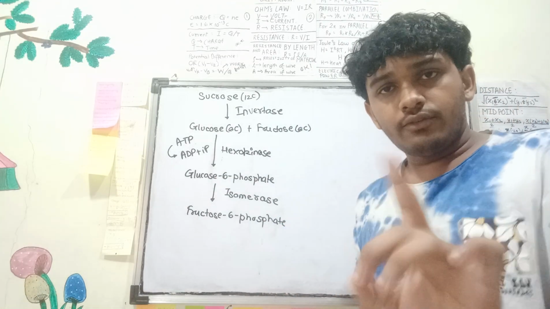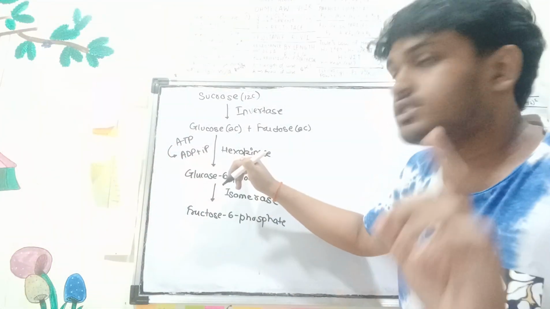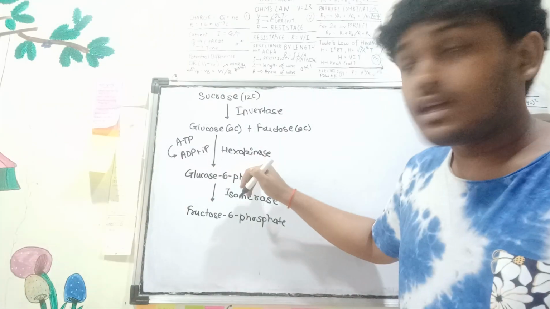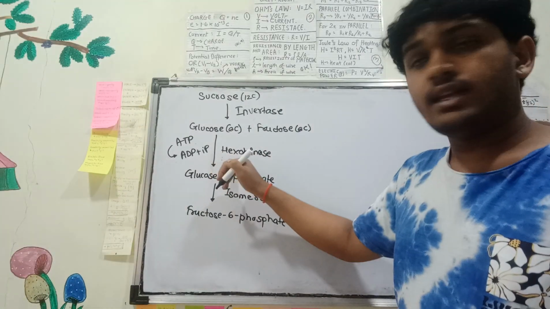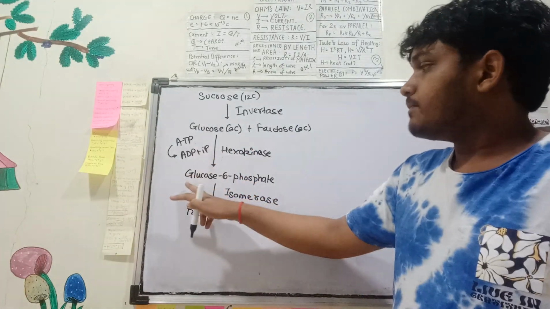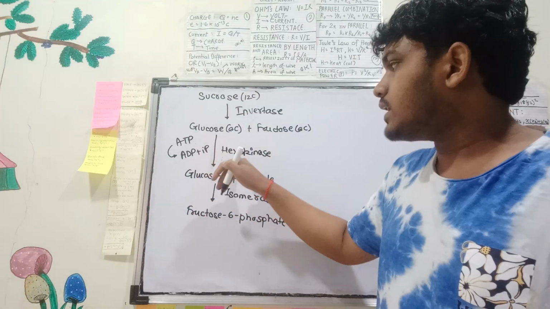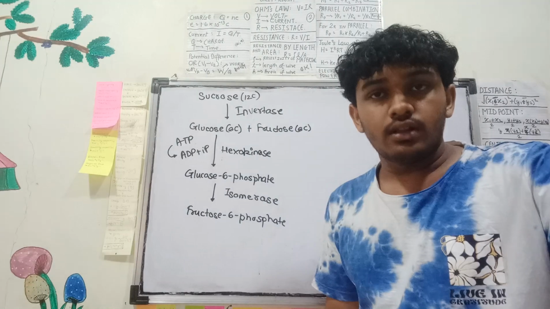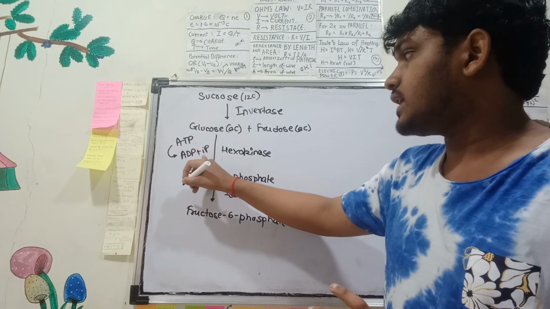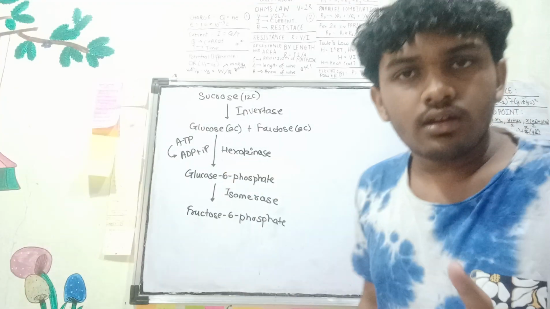Now here's the trick. Every time ATP is utilized, the enzyme used in that reaction always ends with kinase. And the prefix of the enzyme is always the product formed. Here it's not the product's name, it's hexokinase, but you'll understand when we move further. So here ATP is used and phosphate ion is involved, hence the enzyme's name ends with kinase. You have to remember this.